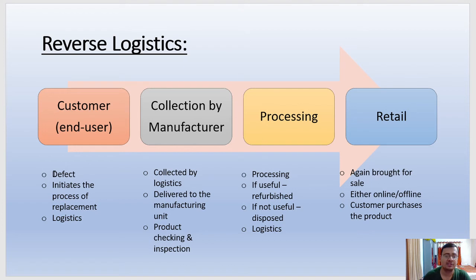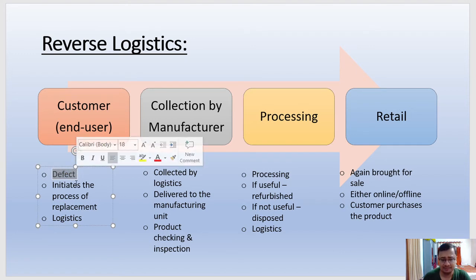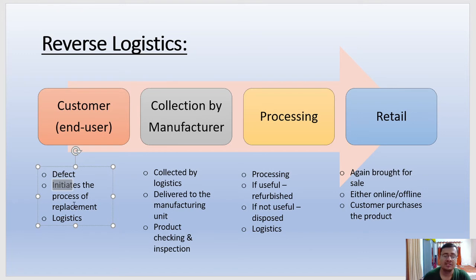And I am the manufacturer of the smartphone. So the customer buys the smartphone, and if there's a defect in it, he will initiate the process of replacement from where he has purchased. Okay, if he has purchased from a retailer, he will initiate the process over there. Otherwise, if he has purchased online, that is from e-commerce websites, he will initiate the process there.